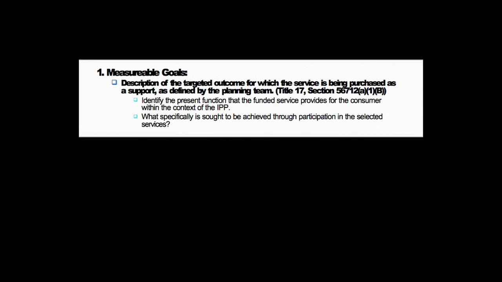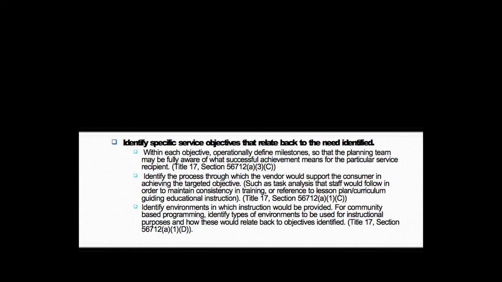Measurable goals describe the targeted outcomes for which the service is being purchased as a support. They identify specific service objectives that relate back to the need identified. "Joe wants to have a fun day" is not going to be a measurable goal with objectives that we can list under there. In identifying the specific service objectives, you're going to want to look at what the milestones are, what the steps to meeting those goals are that people are going to be taking.